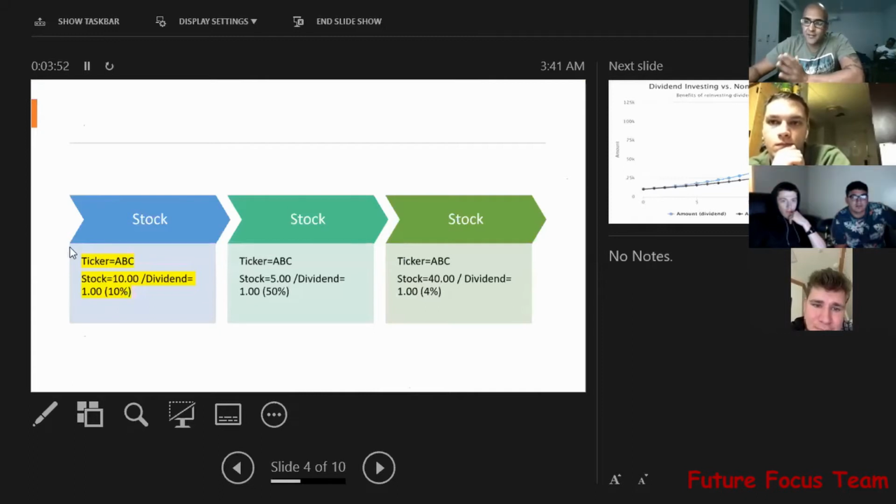So the ex-dividend day is announced, and ticker ABC, a fake stock, their stock is selling for $10 on that day, and their dividend is $1, so 10%, right? So let's say a few days later, that same stock drops down to $5. The dividend amount will not change. It will still be $1, but you'll see 50%.